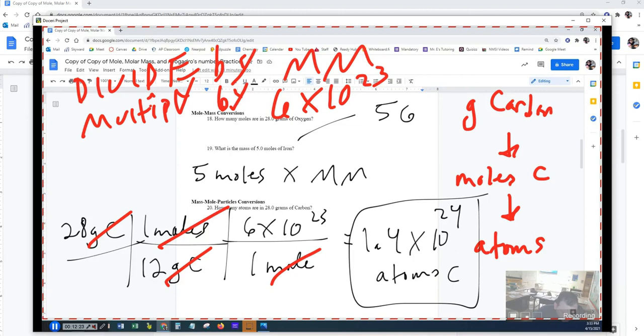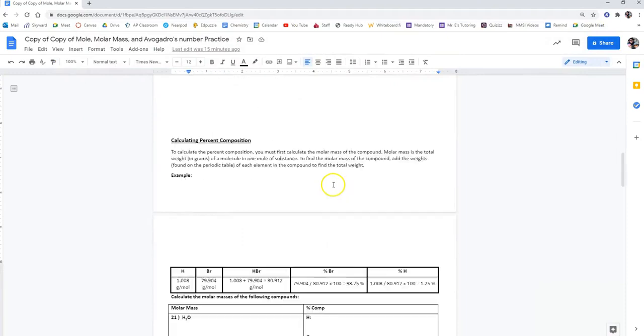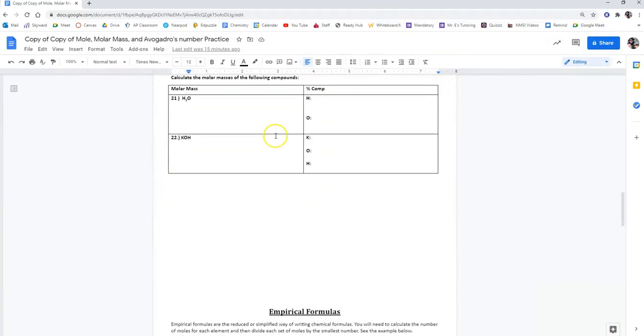1.4 times 10 to the 24 atoms. All right, so that's number 20. All right, percent composition. I'll do this first one, and then you guys can do the second one, okay? So let's do this first one.